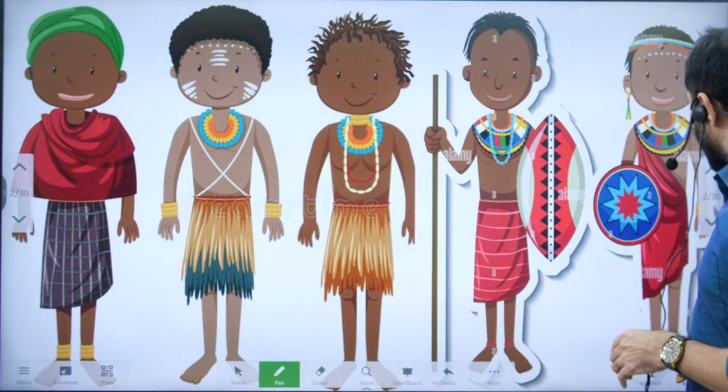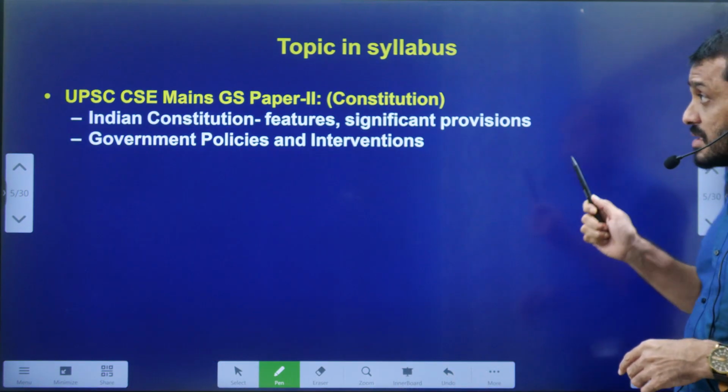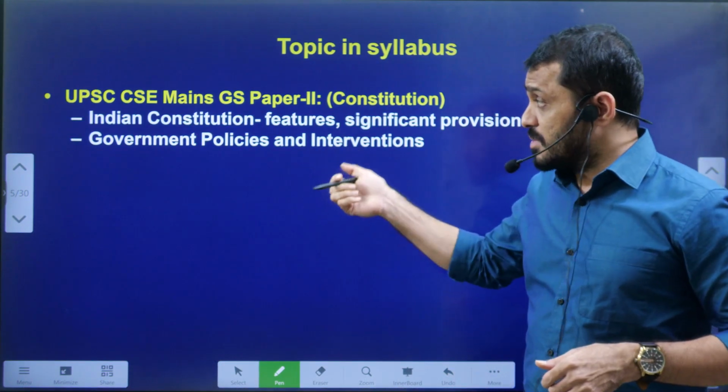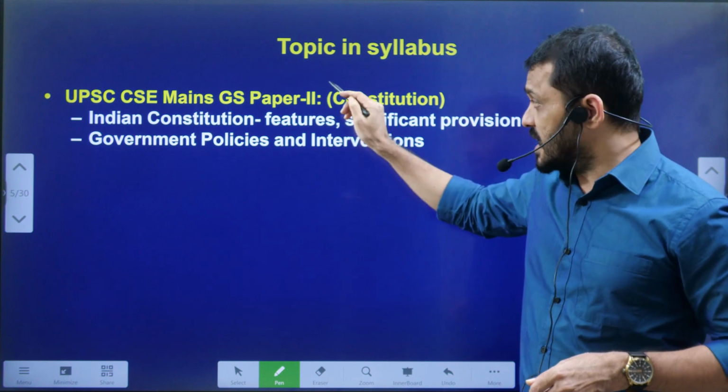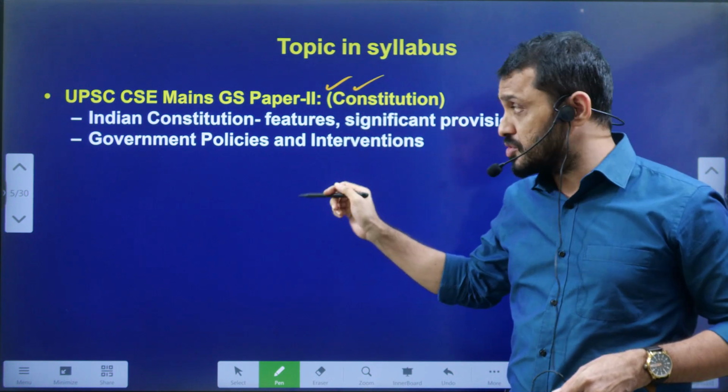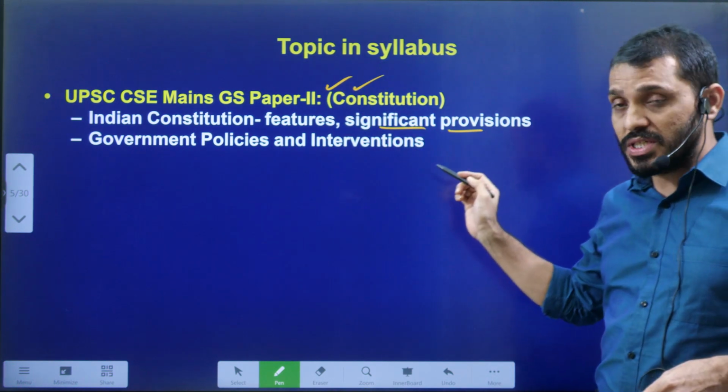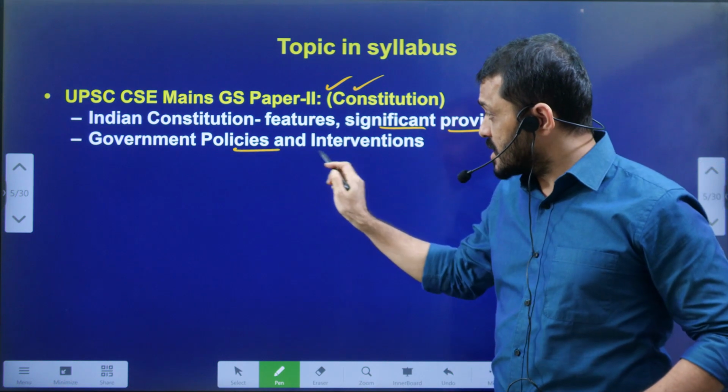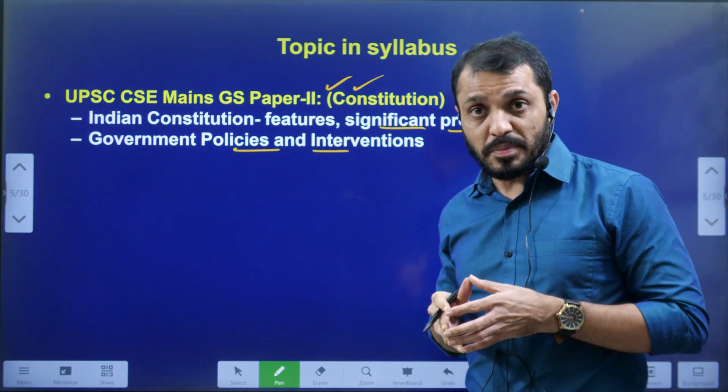As usual, first we'll see the syllabus mapping. Regarding the syllabus, this topic is related to General Studies Paper 2. That is Indian Constitution, Features and Significant Provisions, and Government Policies and Interventions. This is the syllabus mapping.